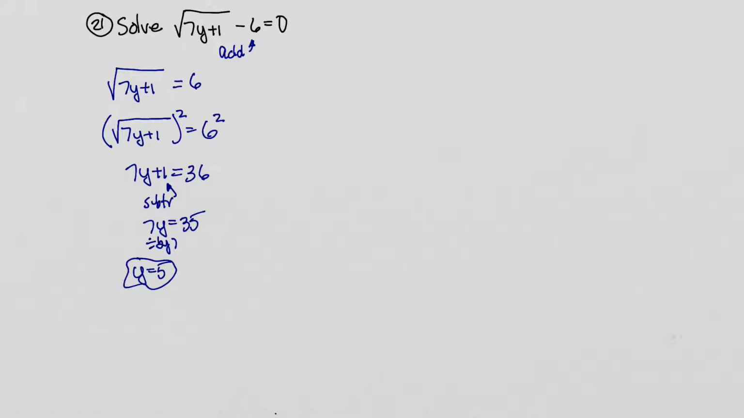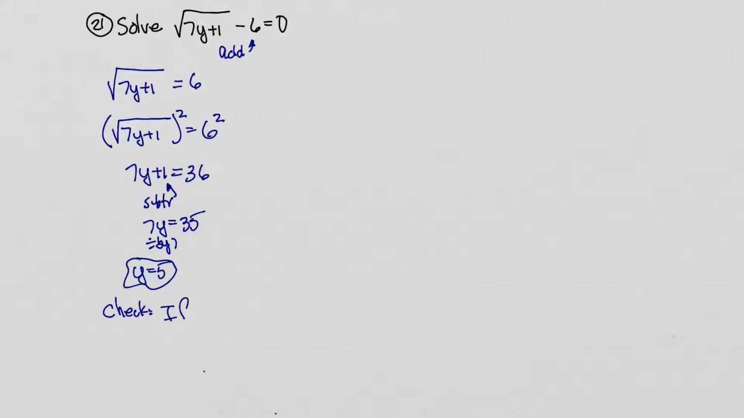Now that 5 is a good candidate, but what we have to do is check, because when you square or raise both sides of an equation to an even power, you can introduce extraneous solutions. Those are numbers that don't solve the actual original equation. So we need to check this. We need to check our work. That's one thing with these radical equations, these square root equations, we're always going to have to check. So let's do that. Let's check.